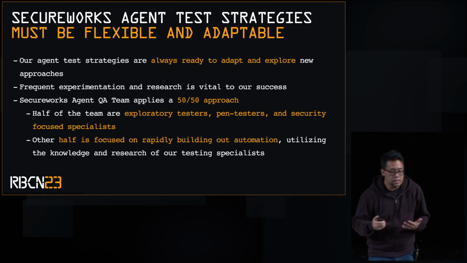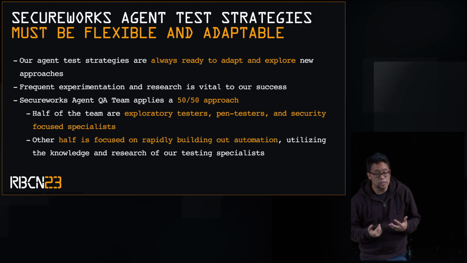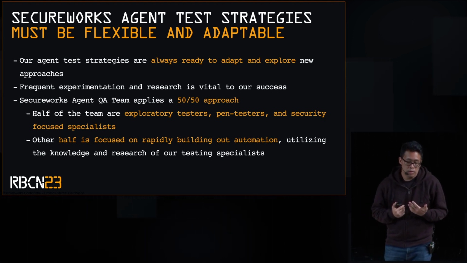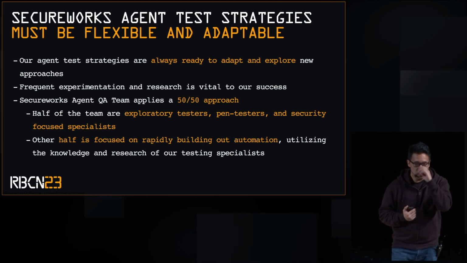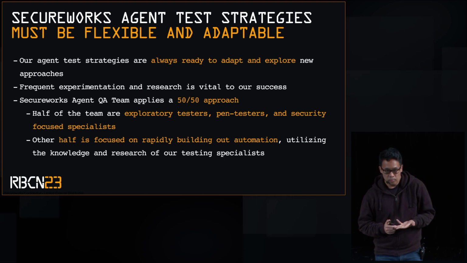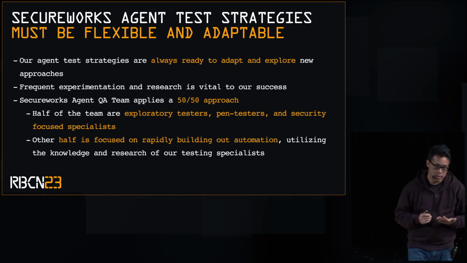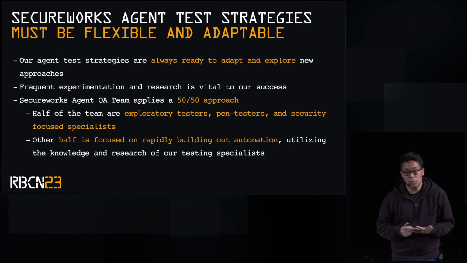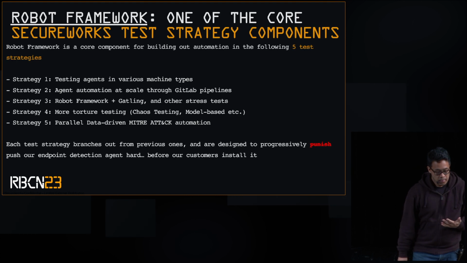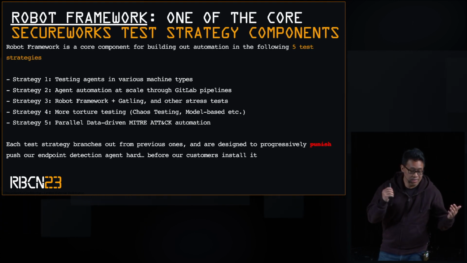So Secureworks agent testers need to be flexible and adaptable. Our strategies need to adapt and explore new approaches, and frequent experimentation and research is vital. So we do a 50-50 approach. Half of our team is very skilled security researchers, security testers, pen testers, and very seasoned exploratory testers. The other half is focused on rapidly building out automation.